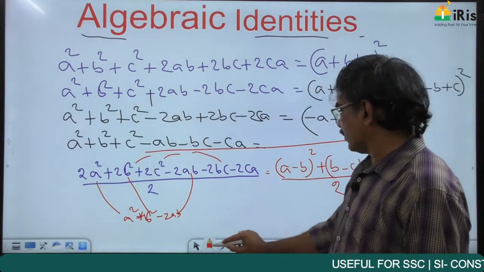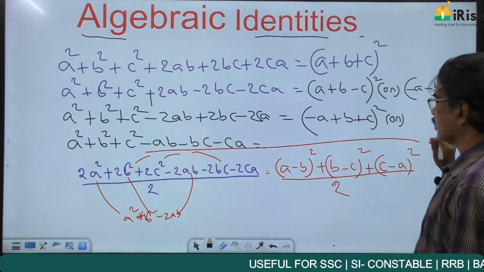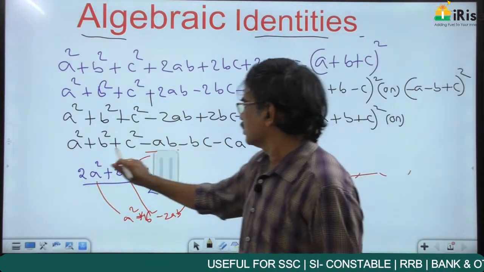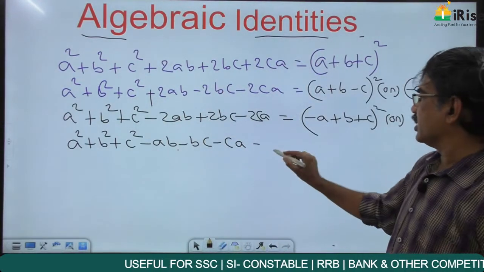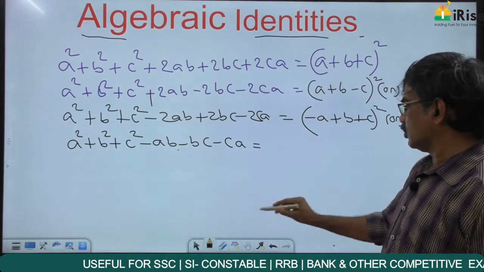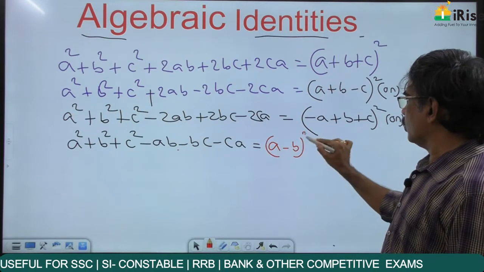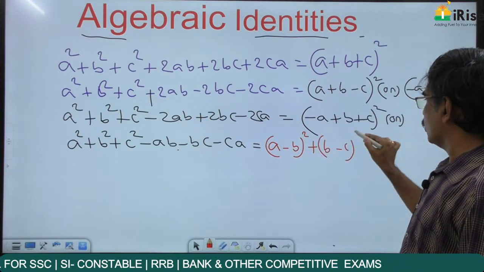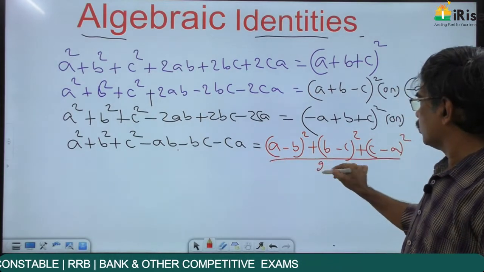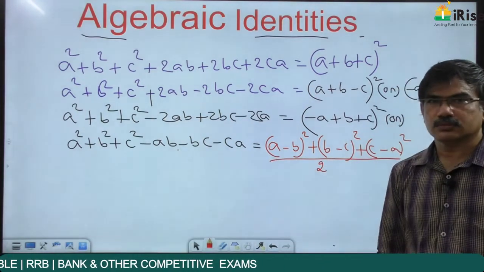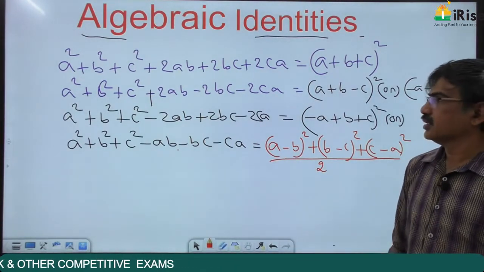Okay, so therefore I want to write this as: a square plus b square plus c square minus ab minus bc minus ca is equal to a minus b whole square plus b minus c whole square plus c minus a whole square, divided by 2. Very important formula. Okay.